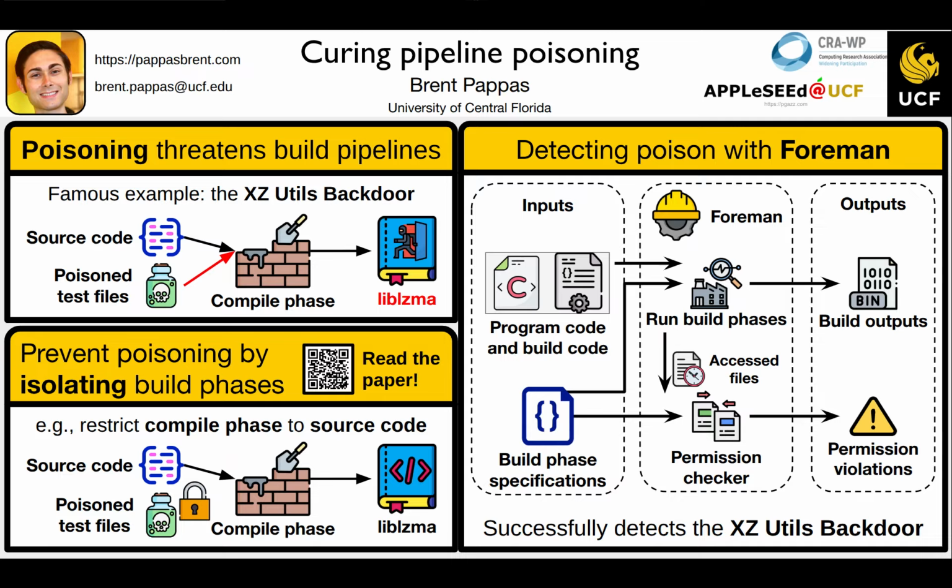A user can then pass a specification file stating what files each build phase should have permission to access to Foreman, and Foreman will compare those specified permissions against the system's actual accessed files. If Foreman detects that a build phase accessed a file that it should not have permission to access, then it emits a permission violation error to the user. Using this approach, we were able to detect the 2 poisoned test case files in the xz utils backdoor.